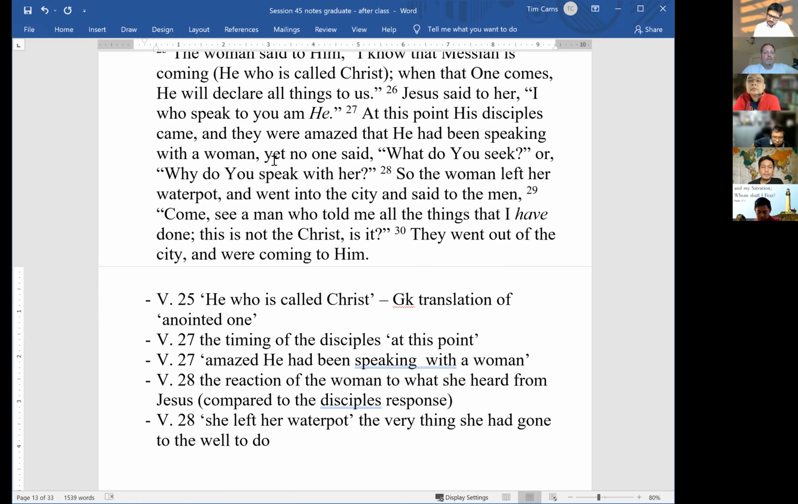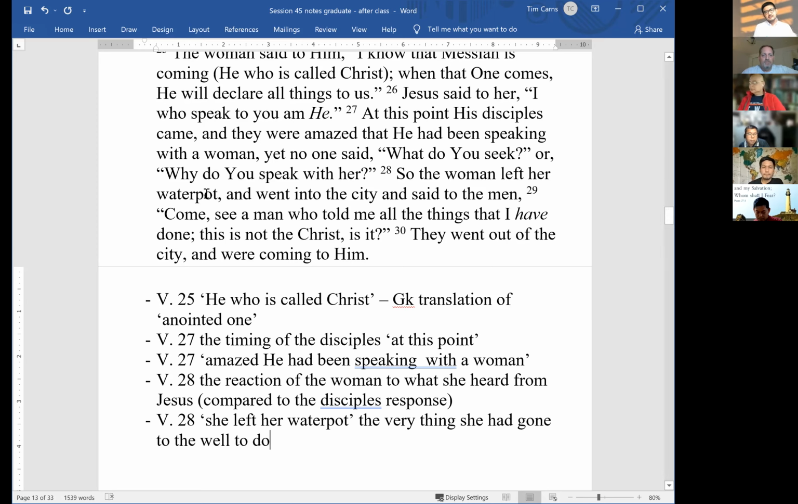Yeah. Many people have questioned, is there significance to that statement that she left her water pot and went into the city? To me, it might just indicate her excitement. That was the whole reason she went to the well, was to get water, right? And the only thing that she was going to carry the water in was the water pot. And yet it seems to me she's so excited, she just leaves the pot there and runs into the city to tell the people she'd seen the Messiah.